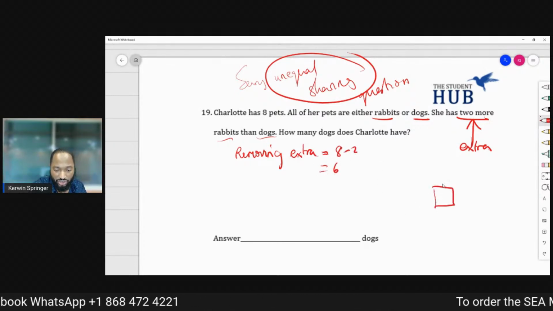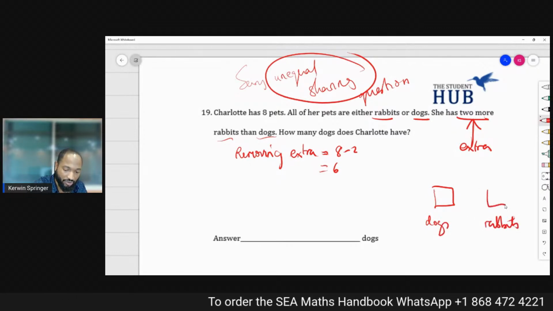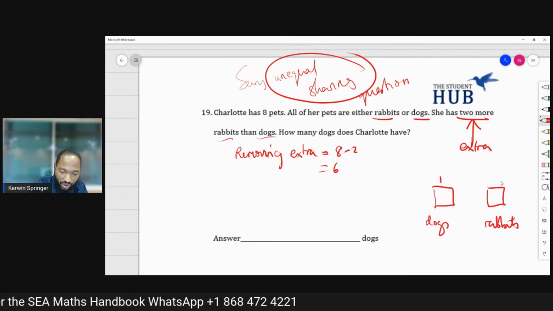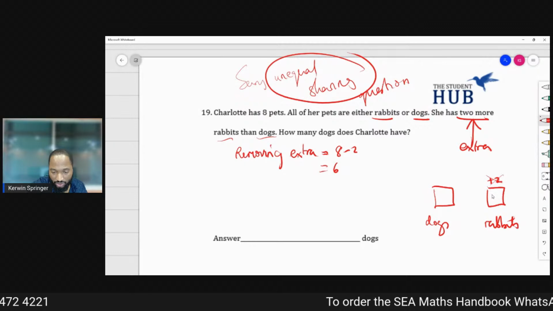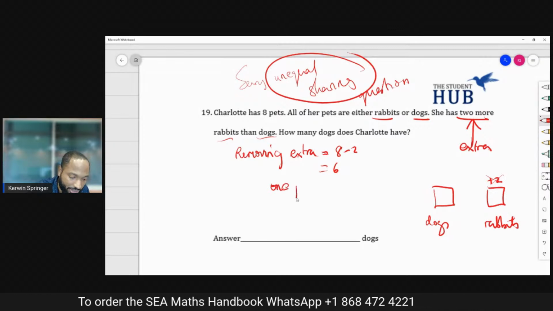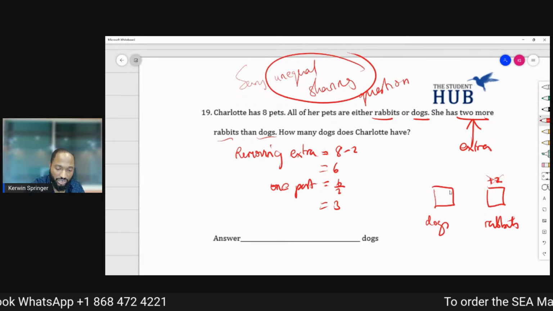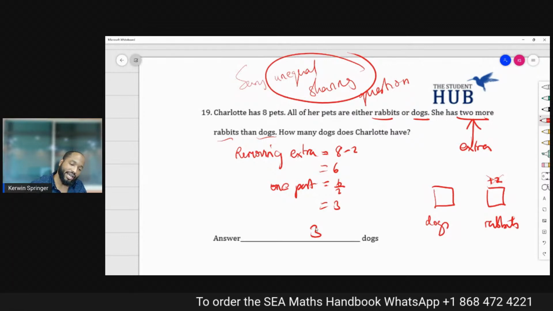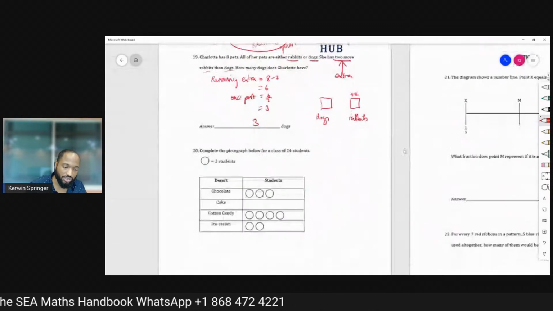Now this represents dogs and rabbits in an even proportion, because the rabbits had the plus 2 extra, 2 more rabbits, but we removed it. So now the number of dogs and rabbits are equal. So 1 part is equal to 6 divided by 2, which is 3. The dogs just have the 1 part, so there are 3 dogs and 5 rabbits. Excellent. Easy unequal sharing question.